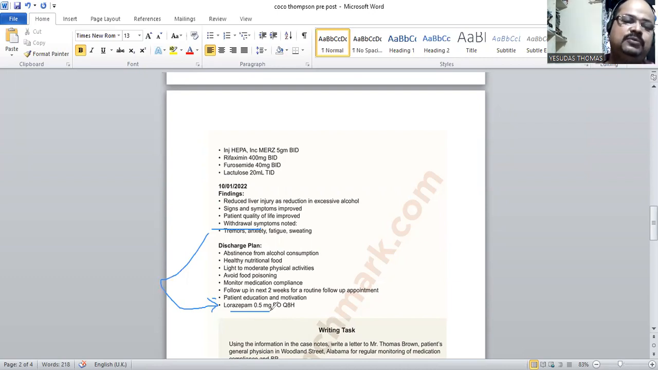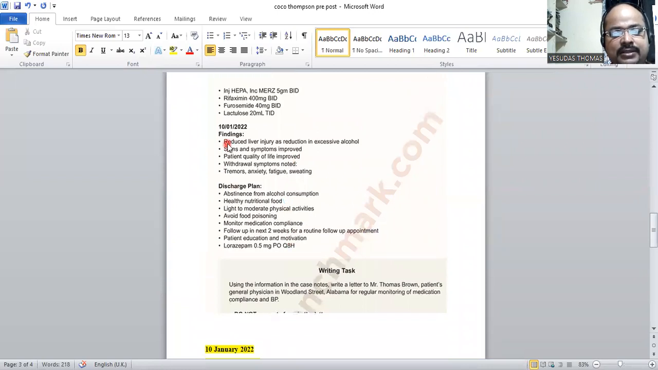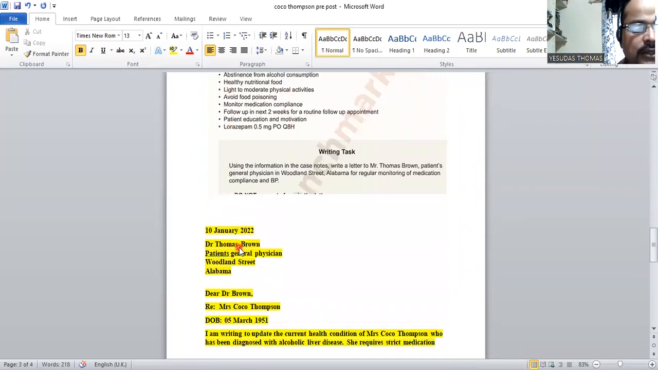So what we have to do after the discharge is complete abstinence from alcohol, and nutritional food should be given. Physical exercises, medication compliance, appointments, patient education, and motivation, all these things are to be included in the discharge plan. So we have seen what we can include and what we can exclude. Now we can see the date, that's today's date, 10 January. Dr. Thomas Brown, patient's general physician.